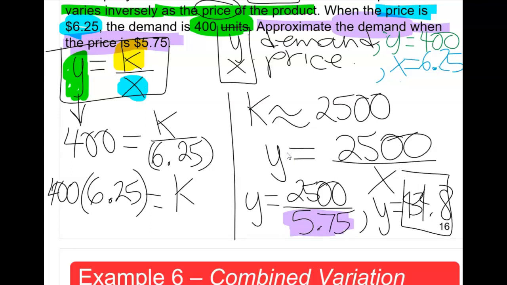So you could see the demand actually went up, it is higher than 400 because the price decreased. But if we were to increase the price, then the demand will decrease. So just as a quick example, if the question was, what is the demand if the price goes up to, I don't know, let's say $7.50?